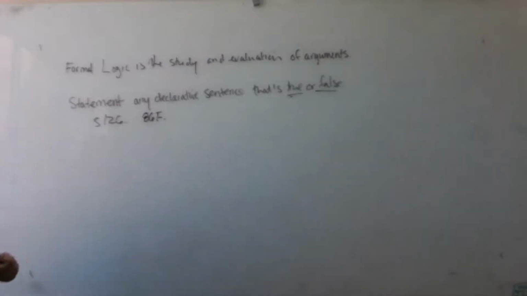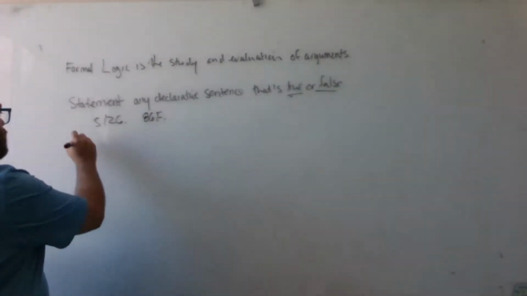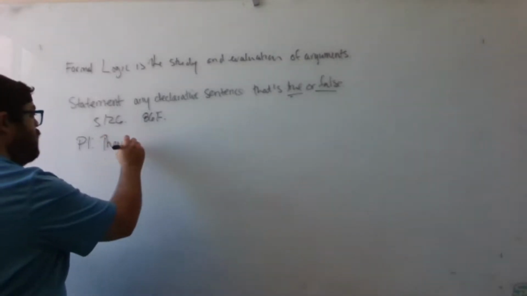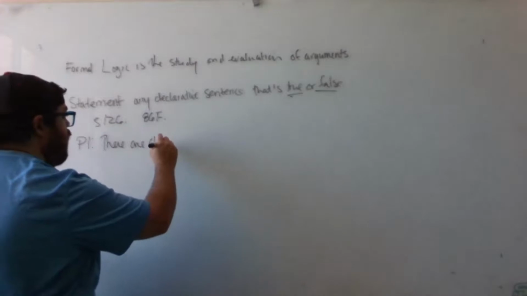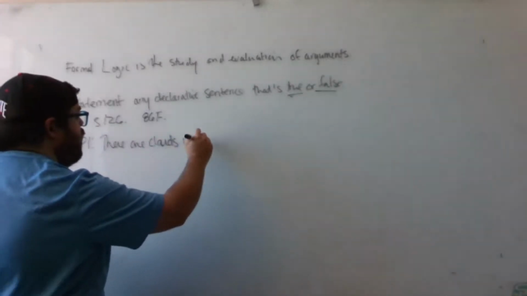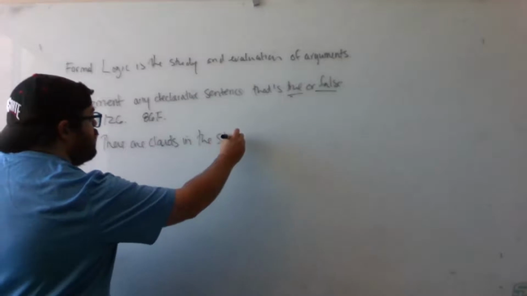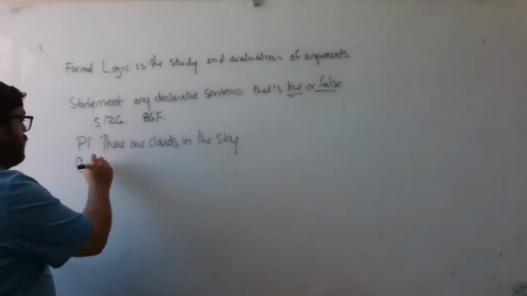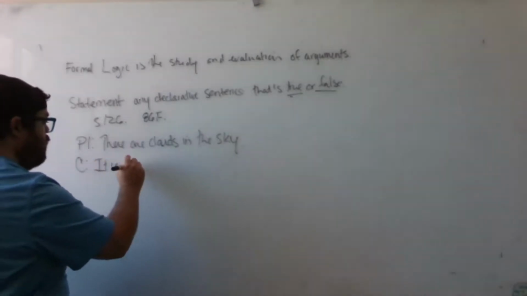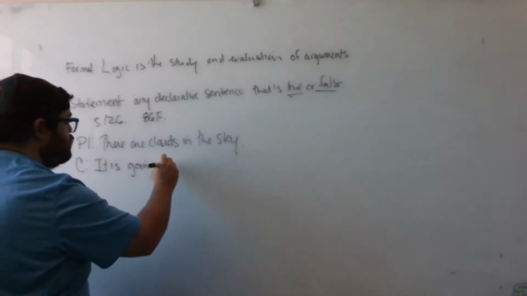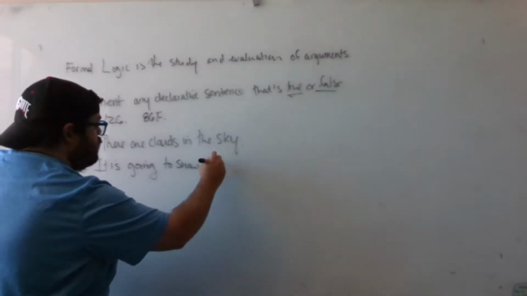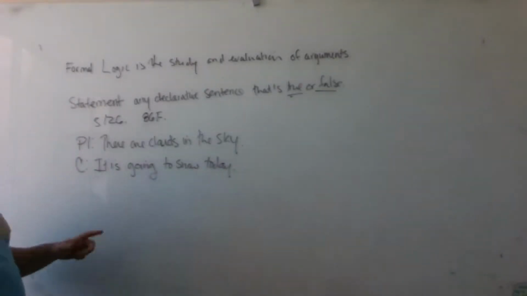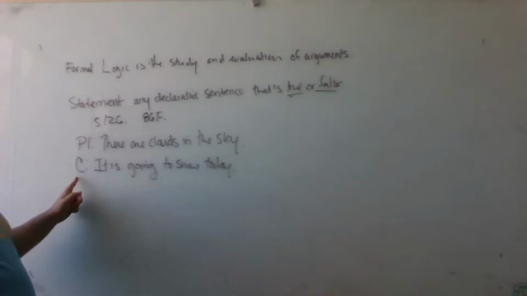So here is an argument. Premise 1: There are clouds in the sky. Conclusion: It is going to snow today. Now, this technically has the component parts. I'll introduce those in a moment, but here's a statement.